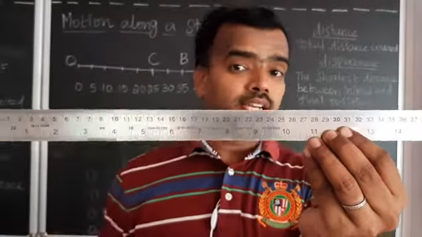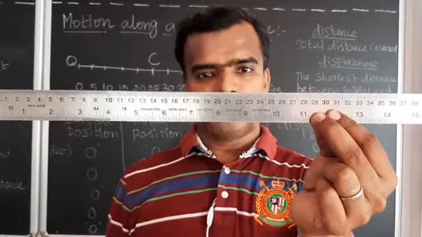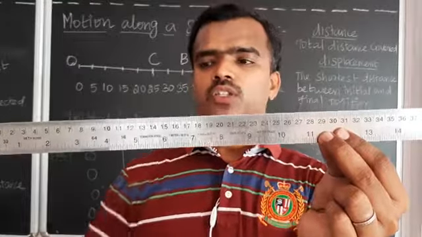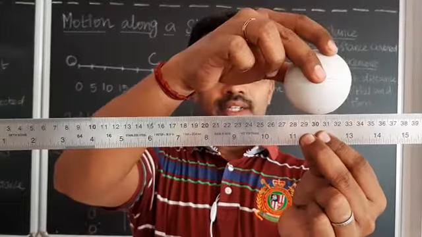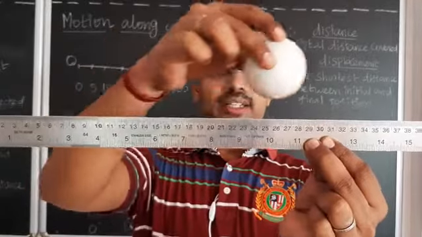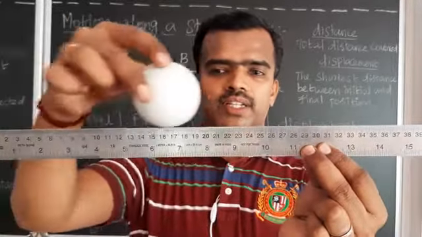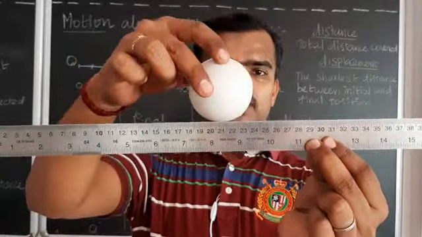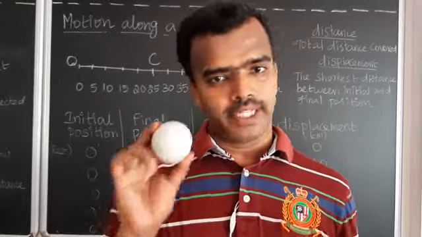So what is the distance covered here? Is it 30 centimeter or 20 centimeter? No. It starts with 0 and reaches 30 centimeter, and again it travels 10 centimeter, since 30 minus 20 gives 10 centimeter. So how much distance is covered? 30 centimeter plus 10, 40 centimeter. That is called the total distance covered by this object.